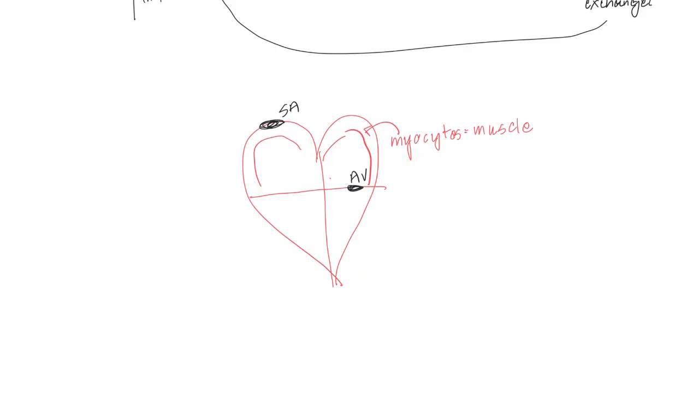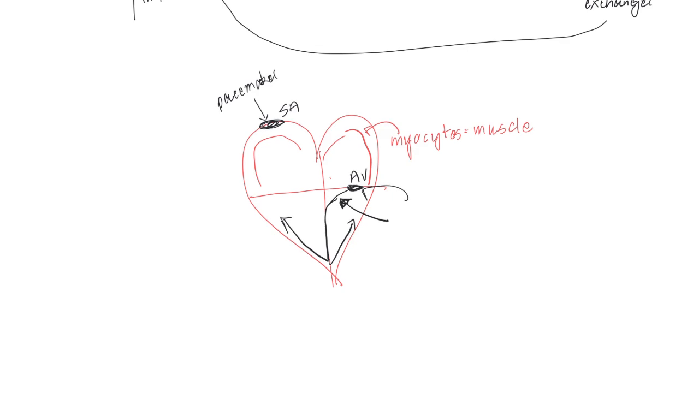Now, the pacemaker cells, as you may have guessed, actually live in the SA node and the AV node, which is between the atrium and the ventricles, and also in the His-Purkinje system. And the bundle of His is actually right around here, right underneath the AV node, and then it turns into the Purkinje system, which travels up through the ventricles.